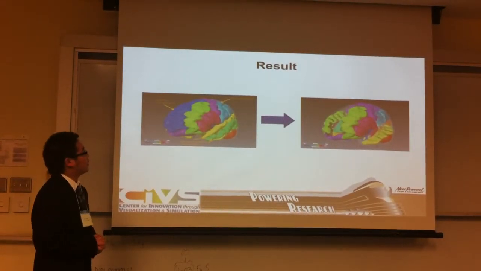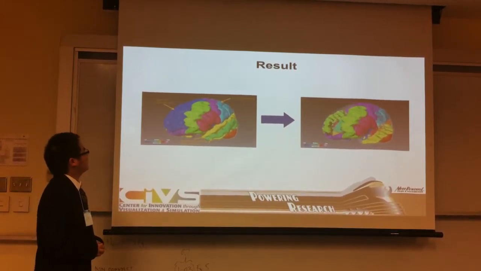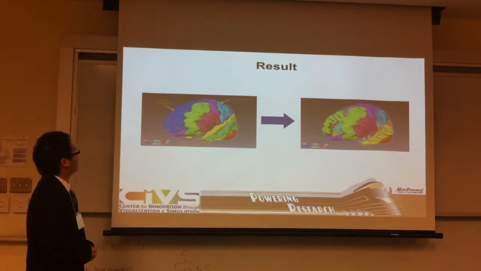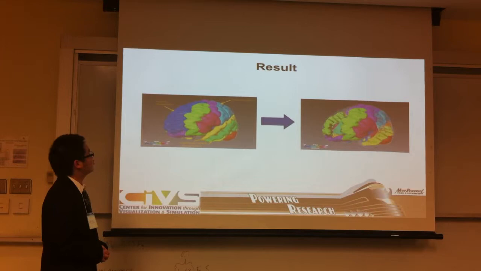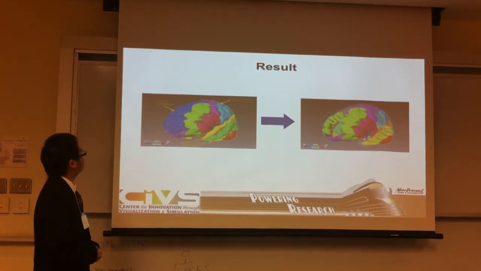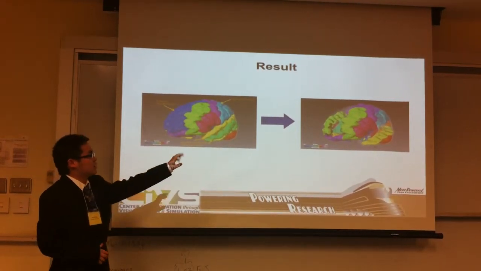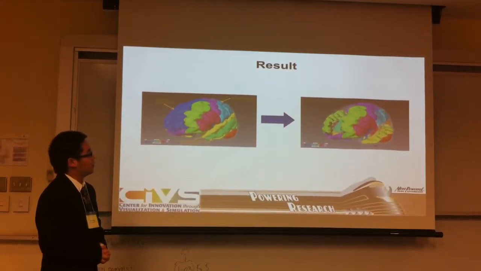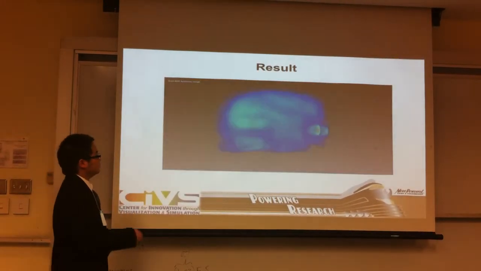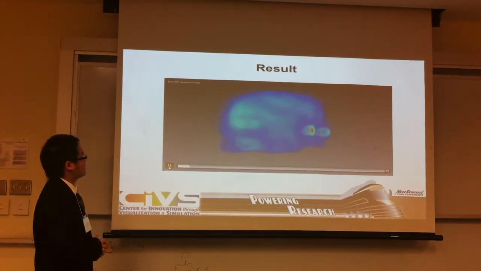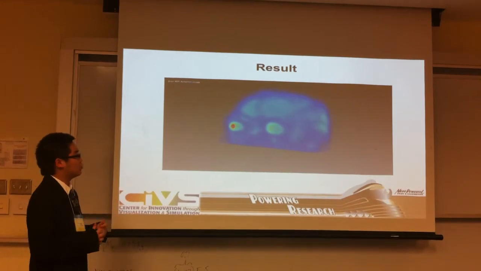This is the result of the region removal. As you can see in the left figure, we point out three parts of the human brain named the postcentral gyrus, the superior frontal gyrus, and the superior and middle temporal gyrus. And we remove them so that in the right picture, you can see the structure below them. This is the active detection, and we highlight the active parts in red.